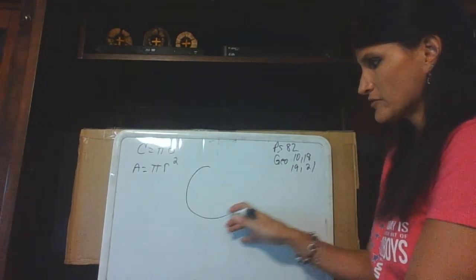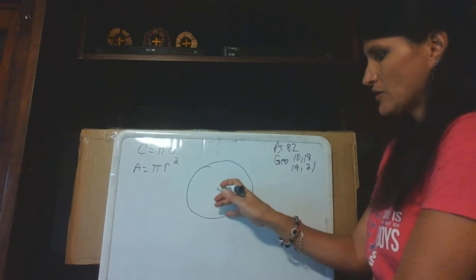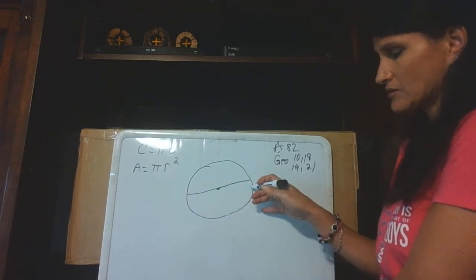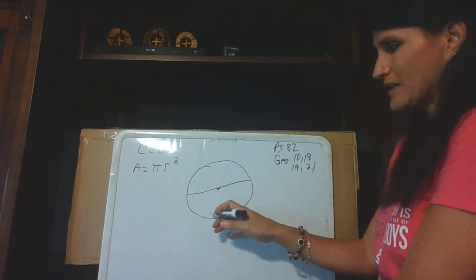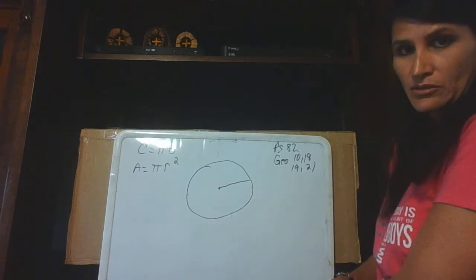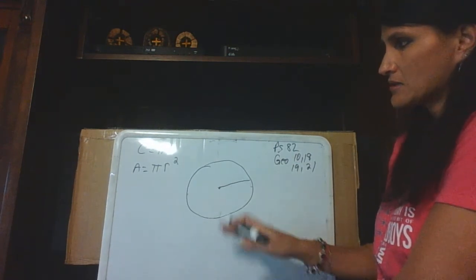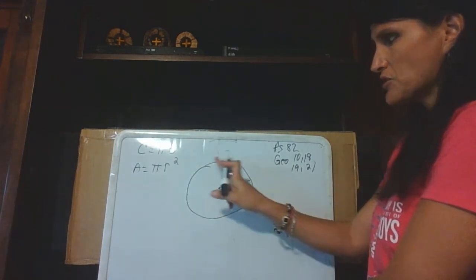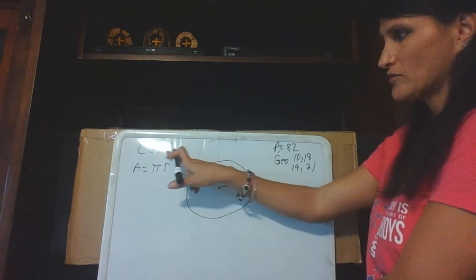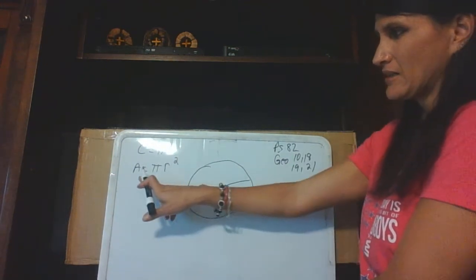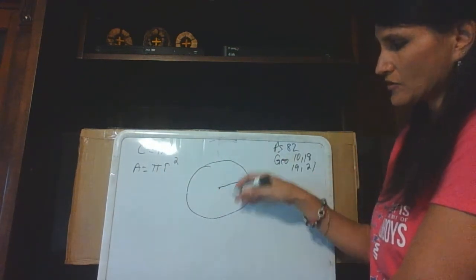So as a quick review, when you have a circle and you have a line that goes through the center of the circle, it has to be directly through the center, that is called the diameter. When you take half of the diameter, that is called the radius, okay? We know that in order to find the circumference, meaning the outer edge of the circle, we're going to take 3.14 times d.